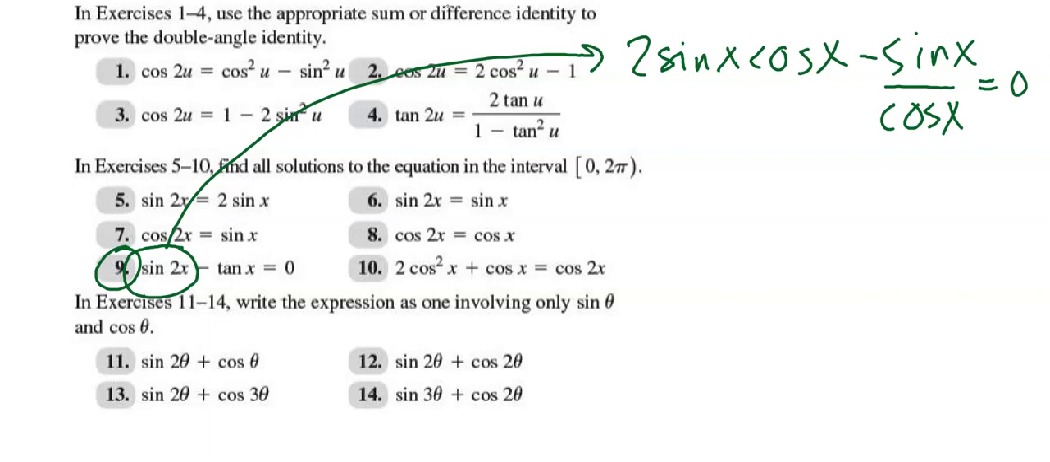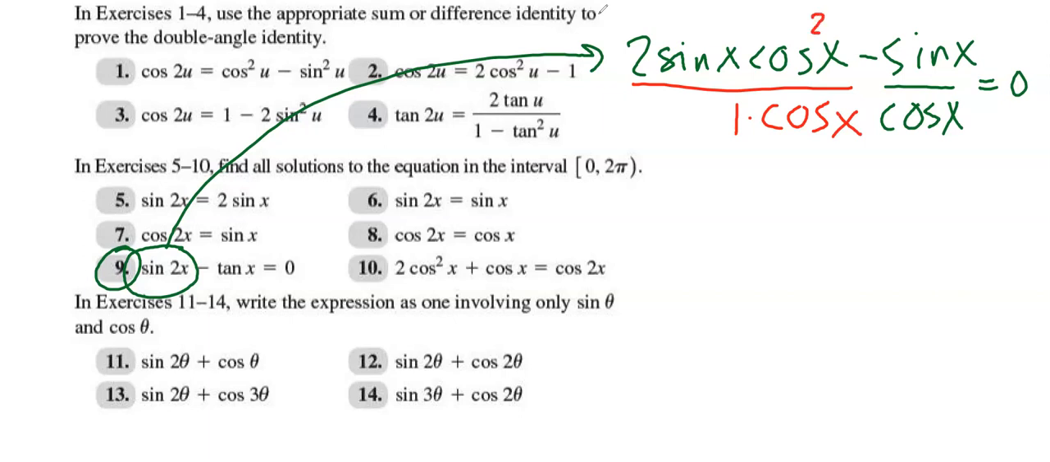We should get some common denominators here. What should we multiply this by? It's over 1 right now. Cosine x, what an excellent suggestion. Now, I hope this doesn't rattle your cages, but watch that.